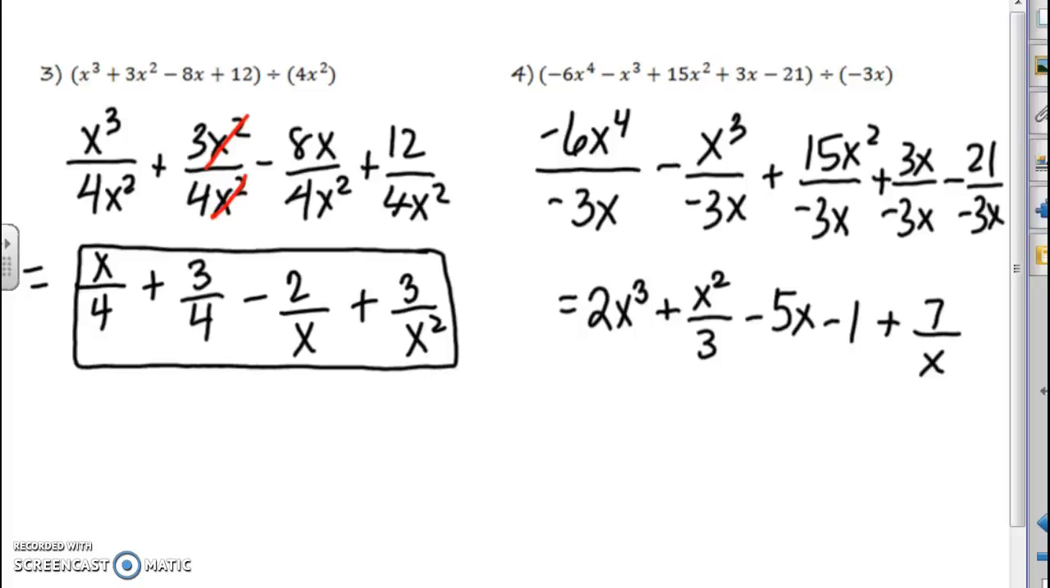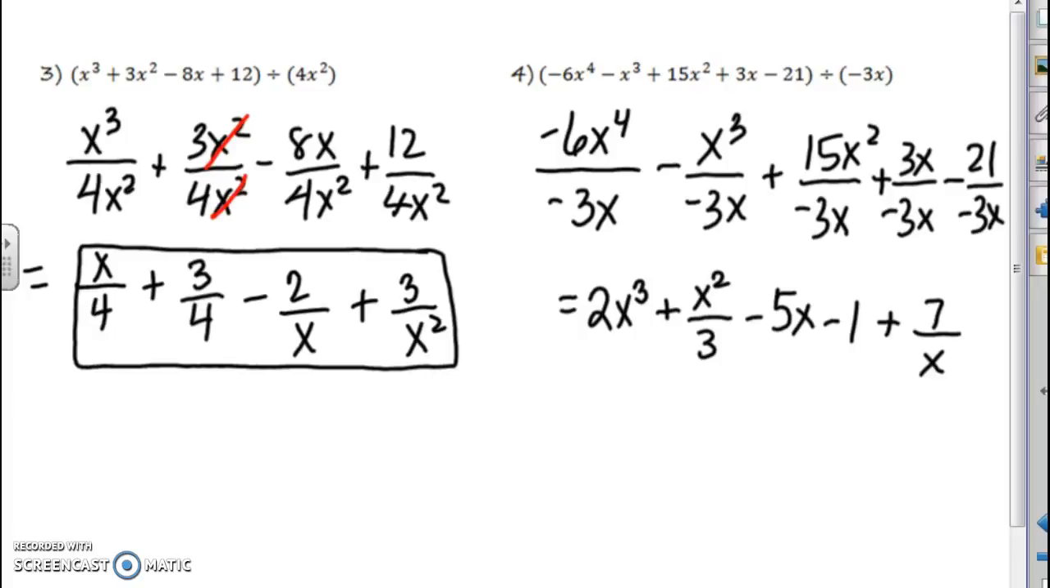And moving to the next term, you're top heavy on x's by 1, and -3 goes into +15, -5 times. In the fourth term, you have +3x divided by -3x, which gives you -1. And then lastly, you have -21 divided by -3 gives you +7, and then you're bottom heavy by x's by 1.